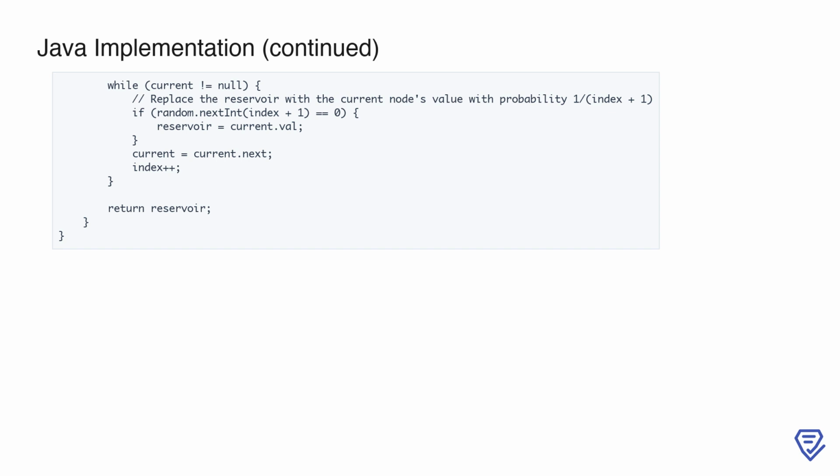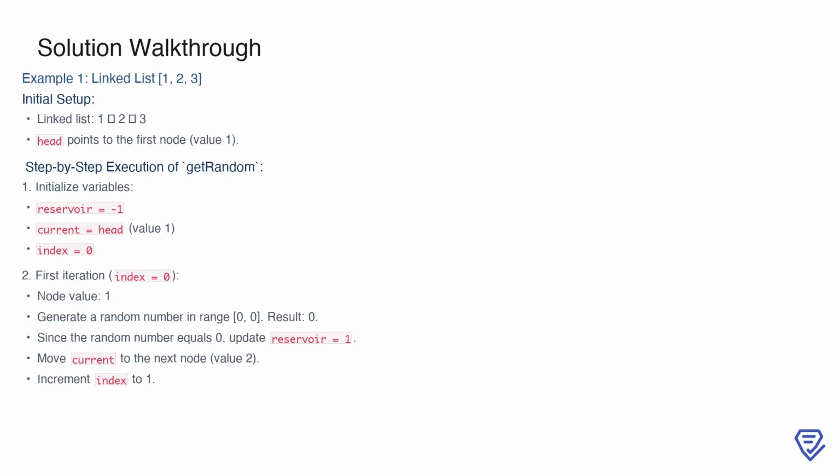This implementation of reservoir sampling ensures that the selection is truly random and efficient, as it only requires a single pass through the linked list, making it ideal for situations where the size of the list is unknown or very large. Let's start with example 1, where we have a linked list containing the values 1, 2, and 3. Our goal is to randomly select a node, ensuring that each node has an equal probability of being chosen.